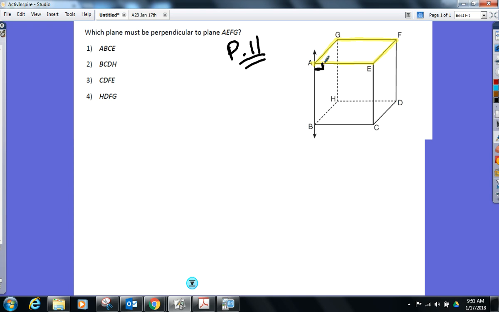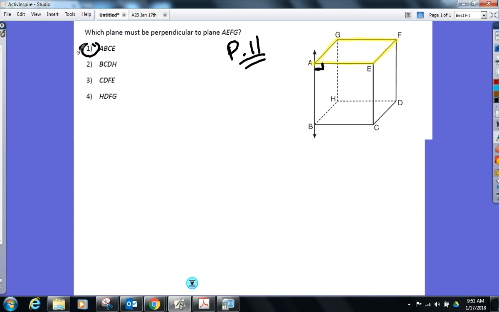So again, let's say FD was perpendicular to the plane. That means any plane containing FD would also be perpendicular. So for this one, any plane containing AB, which would have been AB, CE, would be perpendicular to it. Yeah, that definitely should be in there. That is perpendicular.